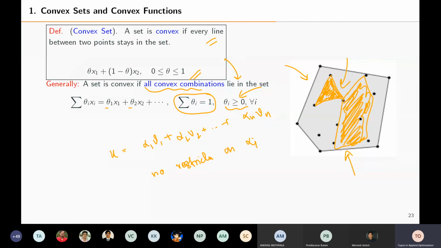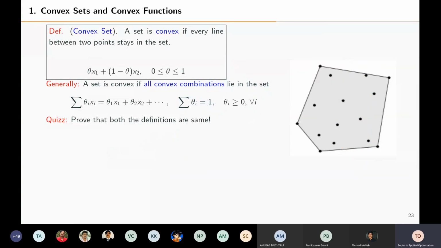So convex sets are defined like this. One can prove that both the definitions are the same. Proving from here to here is a straightforward thing, because you are already given that all convex combinations lie in the set. So definitely for x1 and x2 this holds, and theta 1 plus theta 2 is 1. But this is exactly happening here also, because I can choose theta 2 as 1 minus theta 1. In that case, theta 1 plus theta 2 will sum to 1. So that will satisfy this.